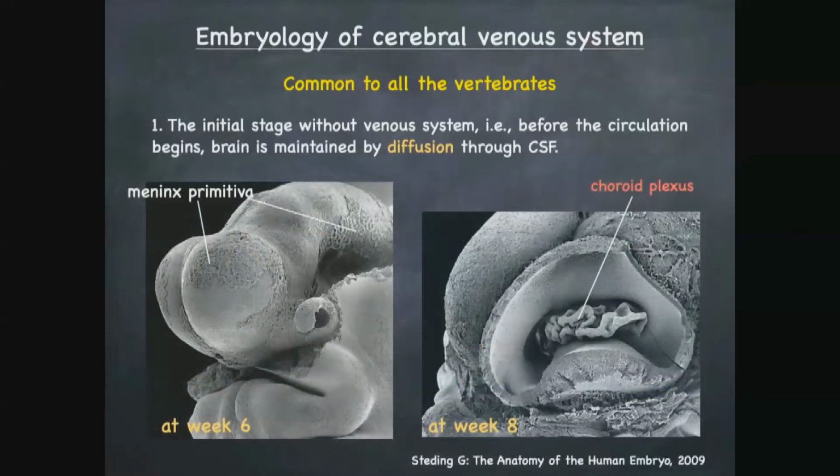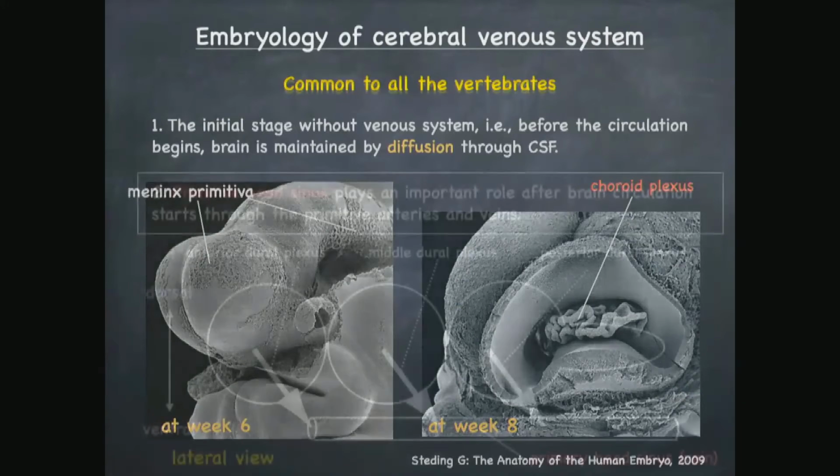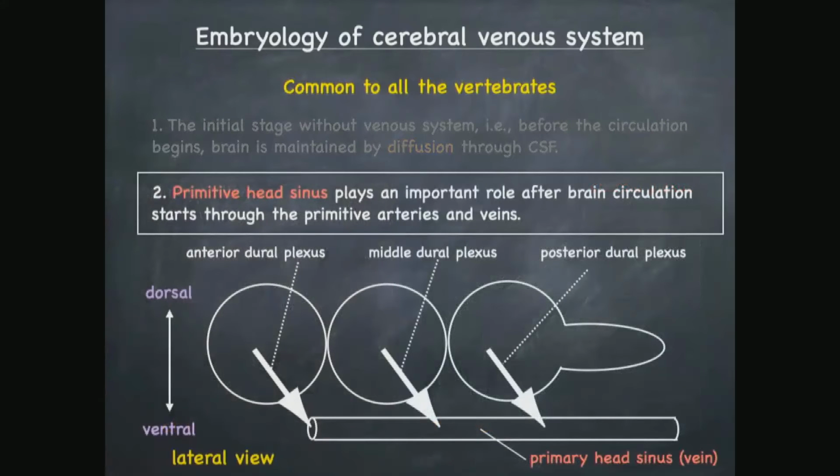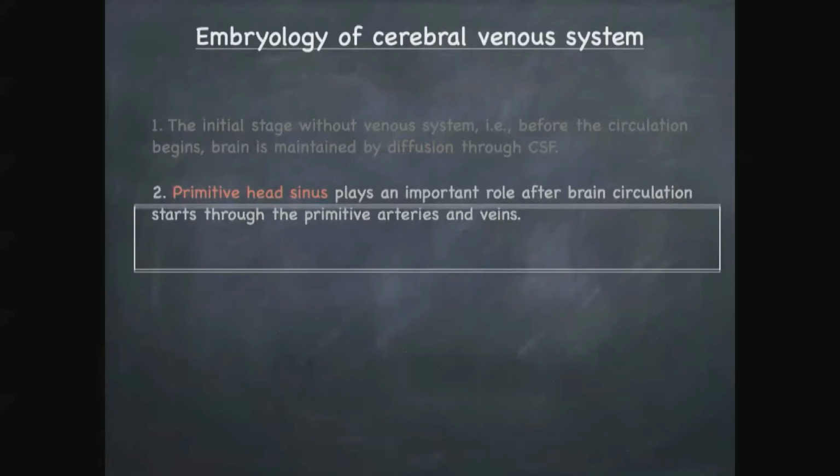At the choroidal stage, you can see the meninx primitiva, then the surface of the embryo, and if you look inside the ventricles, a larger choroid plexus was noted. And the primitive head sinus plays an important role after brain circulation starts through the primitive arteries and veins. You can see the anterior and medial choroidal plexus drained to the primitive head sinus. This primitive early venous system is common to all vertebrates.